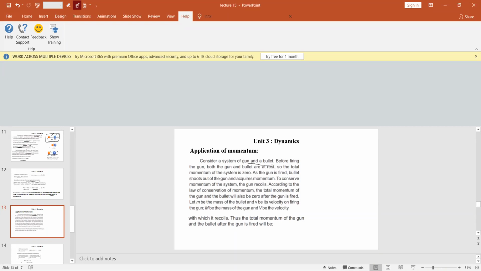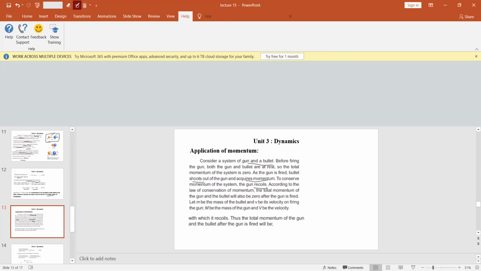All right. So as the gun is fired, the bullet shoots out of the gun and acquires momentum. Obviously, when the gun is fired, the bullet shoots out, it will move with some velocity, and since it has mass and is moving with velocity, it will gain momentum. To conserve the momentum of the system, what happens when we fire the gun is that the gun will recoil. Recoil means a sudden backward force is applied to the gun. You have noticed whenever you fire a gun, the gun also recoils, meaning it moves backward with some sudden force, right? This is basically a recoil.